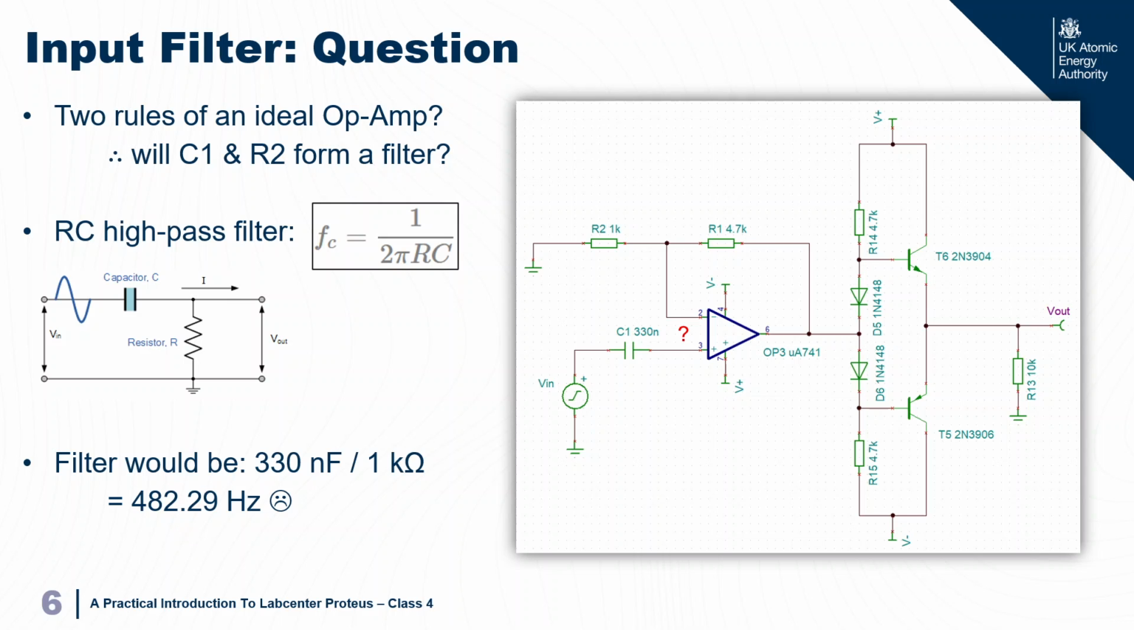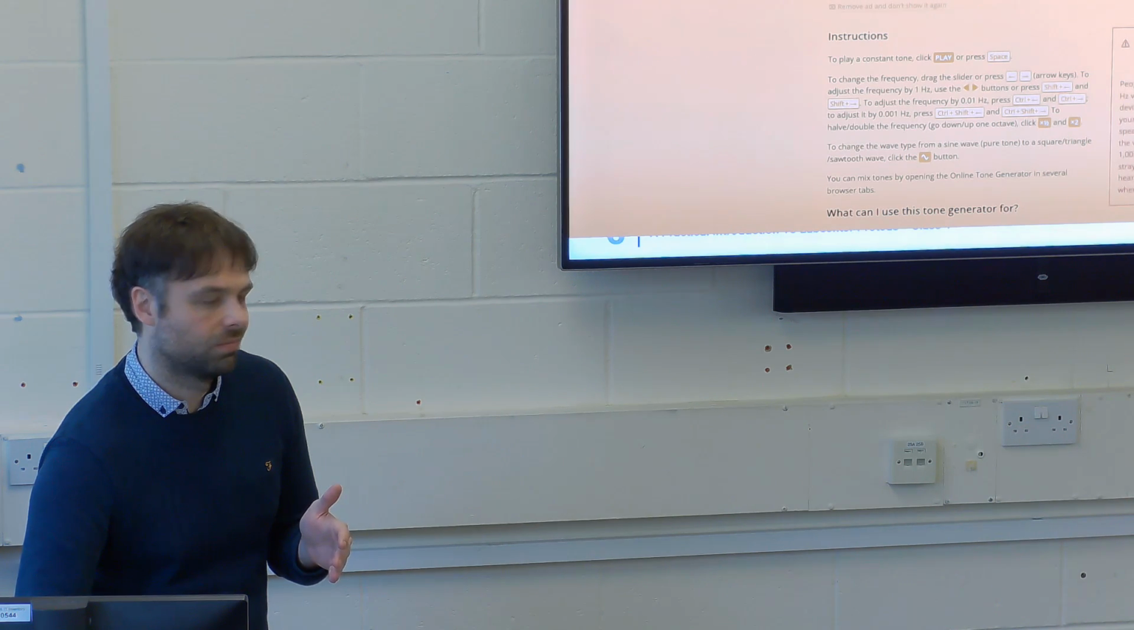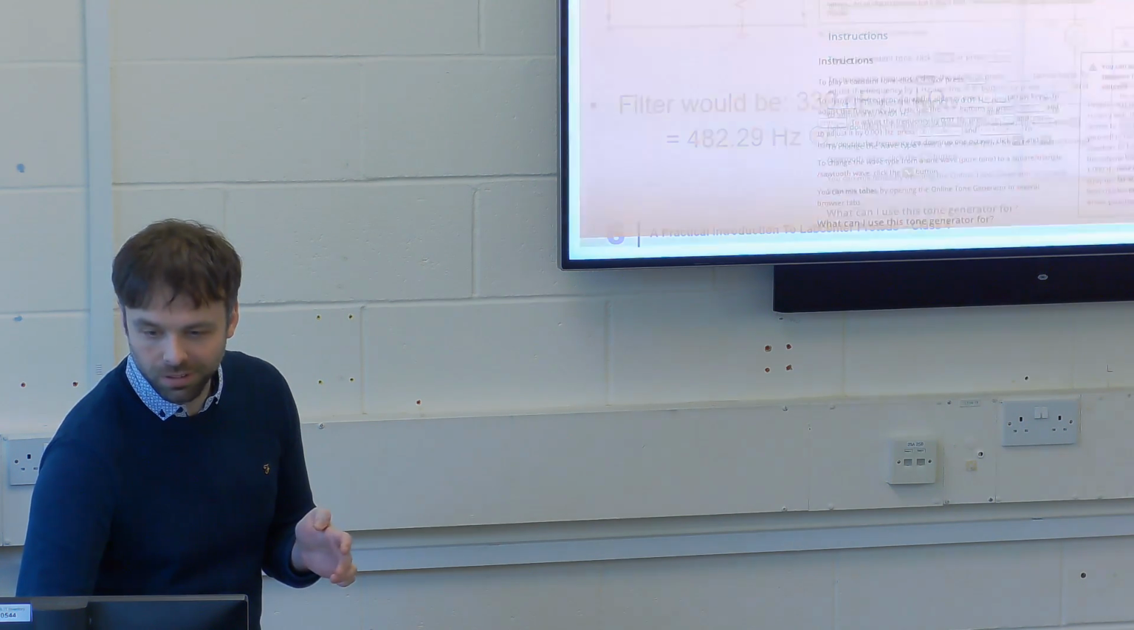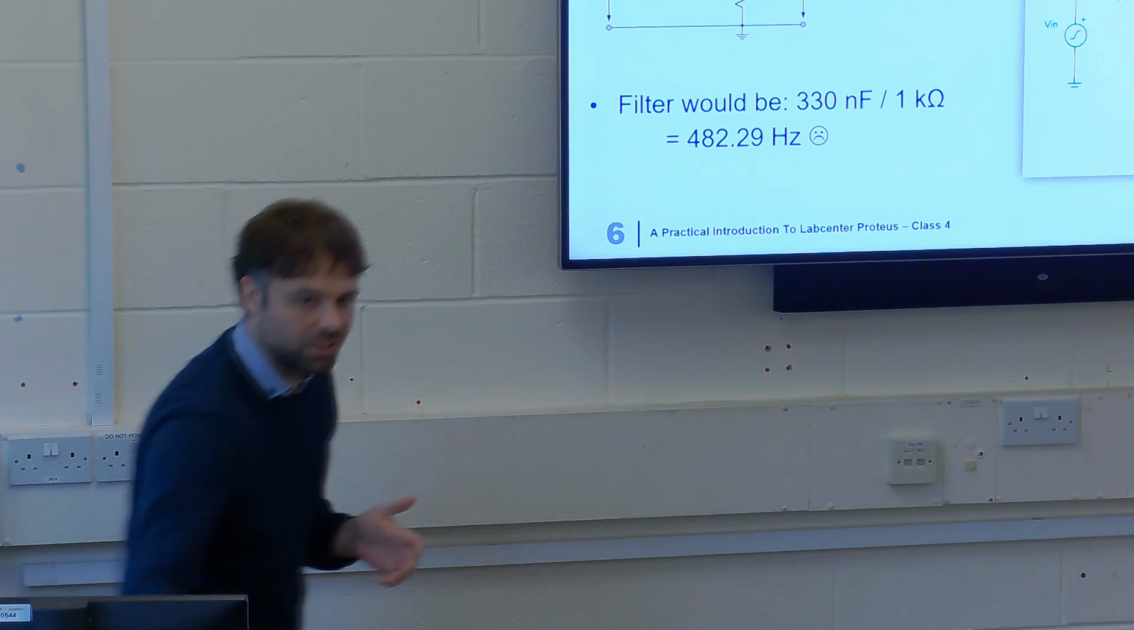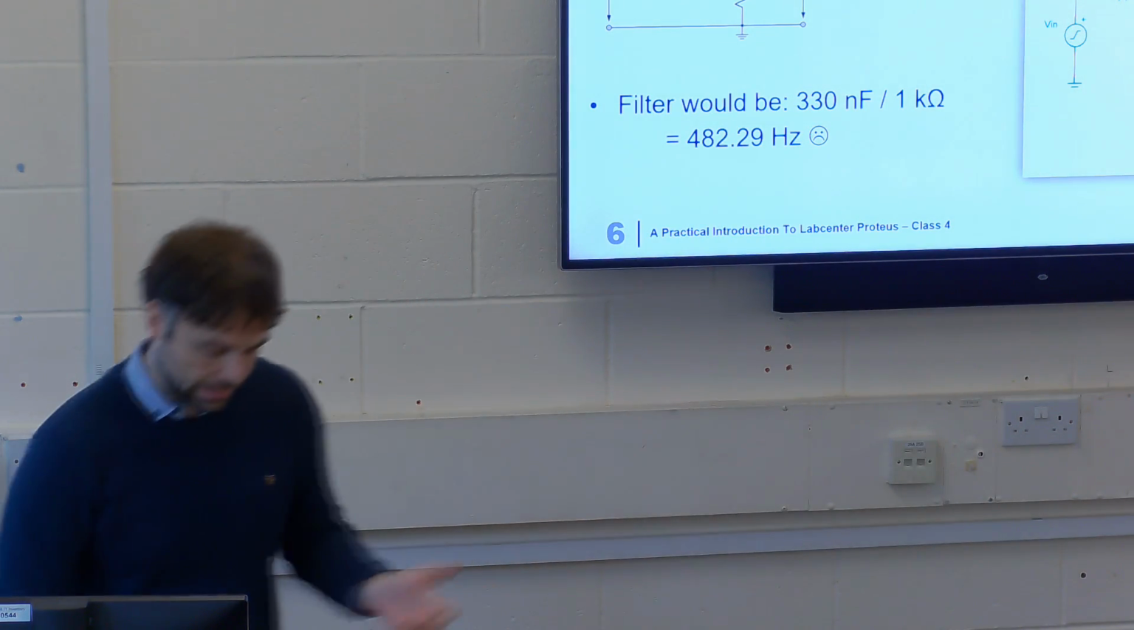Now, to give you an idea of what that would sound like, that's 482 hertz. That means that's the frequency that it would start filtering at, and then everything down here would be attenuated. That would sound awful, so it would be completely unusable as an audio amplifier. So is that what we get?